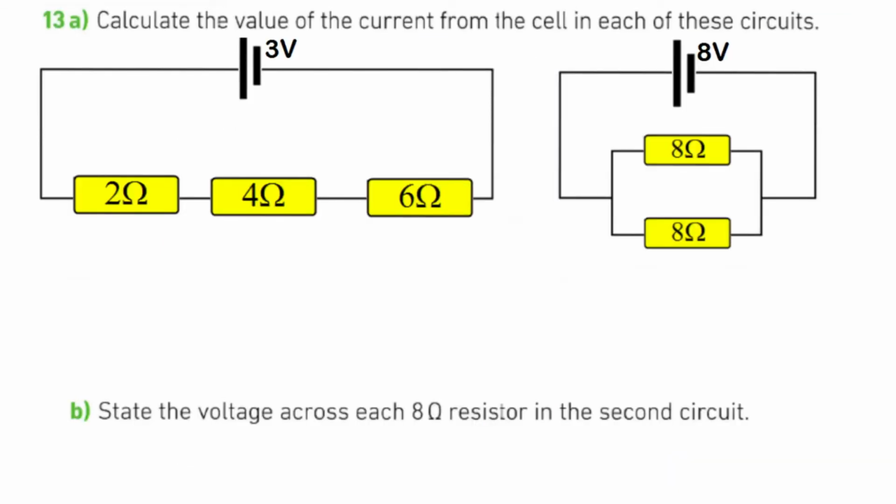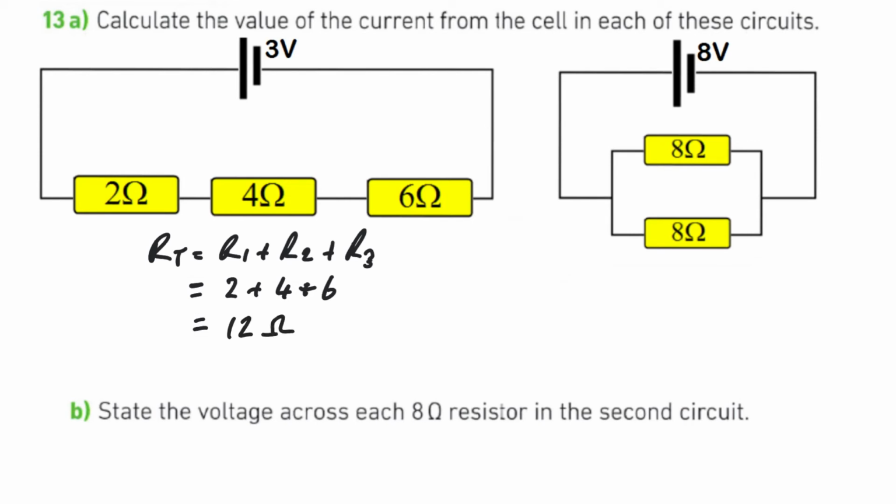Calculate the value of the current from the cell in each of these circuits. In both cases, we're expected to find the total resistance and then use Ohm's law to calculate the current. So have a go at that for this first one for me. Pause the video now, have a go at finding that total resistance. Okay, so that one's easy, isn't it? It's just the sum of the 3 resistors since they're all in series. So we get 2 plus 4 plus 6, which is 12 ohms.